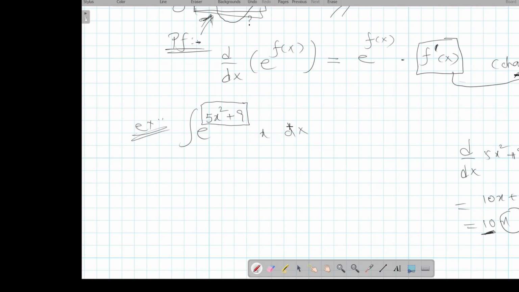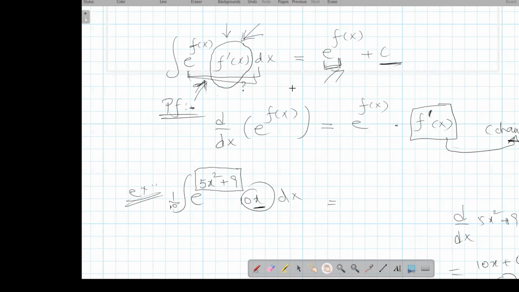What is missing now? The 10. So you add the missing 10, and then take it out. What do you do? Multiply by 10 here and divide by 10 here. Now the derivative is available, just like this.